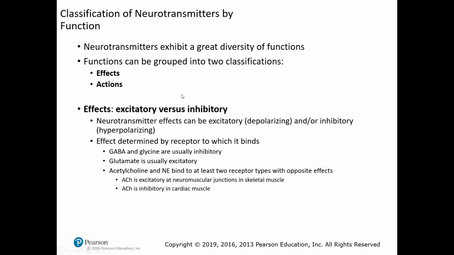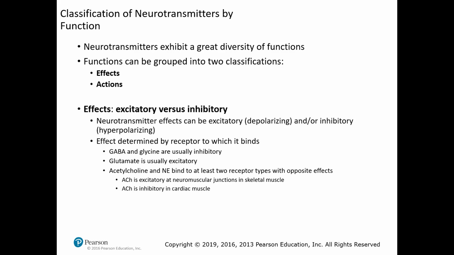Now, neurotransmitters can act either by their effects or their actions. Effect-wise, they're going to be excitatory or inhibitory. They can be excitatory, meaning they can cause a localized depolarization event, or they can be inhibitory, driving us to a hyperpolarized membrane potential, like going from minus 70 to minus 90, with threshold still at minus 55. Now, which neurotransmitters fall into excitatory versus inhibitory? GABA is inhibitory. Glycine is inhibitory. Glutamate is excitatory. Acetylcholine is excitatory at the neuromuscular junction and inhibitory in cardiac muscle.